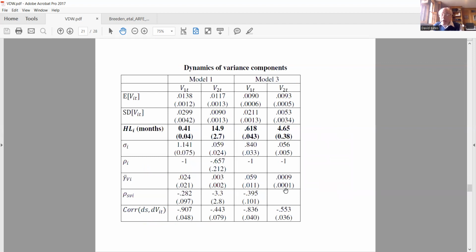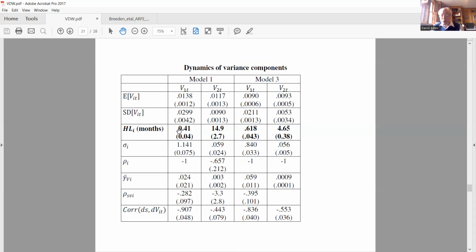Here's a key result. Now I do have leverage. While V2 is effectively diffusive, and I could just suppress the co-jump components, there is still substantial leverage. There's a major correlation between shocks to the slower moving variance state variable and shocks to DS. So a negative 44% in model 1, negative 55% in model 3. But the major activity is in V1. V1 is the faster moving component. And of course, the other component is just how fast moving they are.